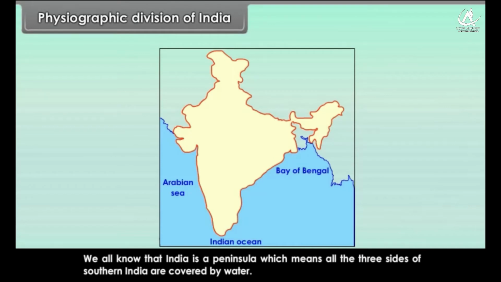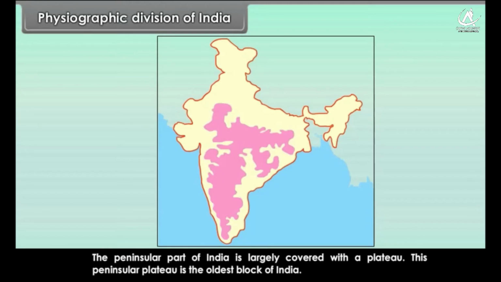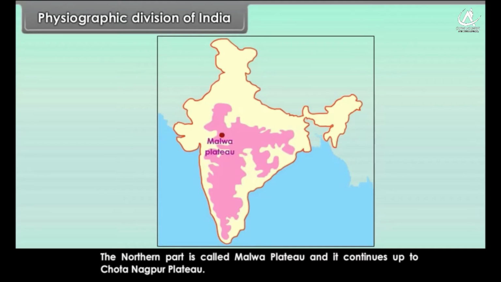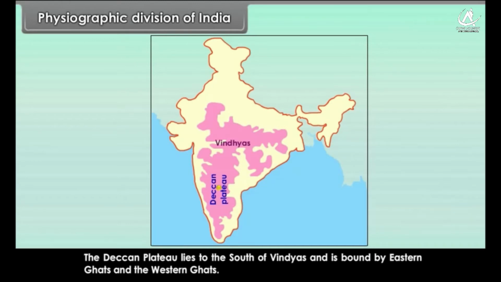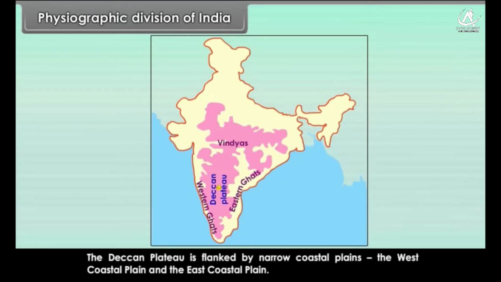We all know that India is a peninsula, which means all the three sides of southern India are covered by water. The peninsular part of India is largely covered with a plateau. This peninsular plateau is the oldest block of India. The northern part is called Malwa Plateau and it continues up to Chota Nagpur Plateau. The Deccan Plateau lies to the south of Vindhyas and is bound by Eastern Ghats and the Western Ghats. The Deccan Plateau is flanked by narrow coastal plains, the West Coastal Plain and the East Coastal Plain.